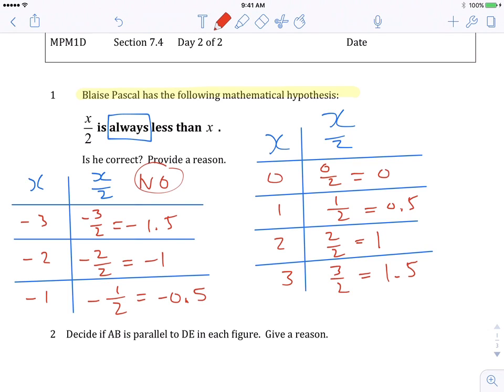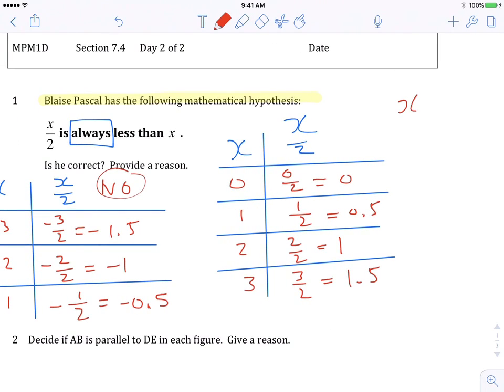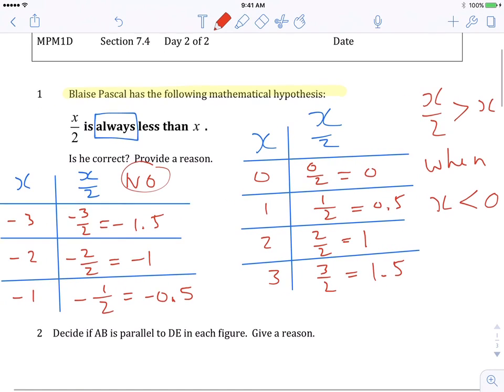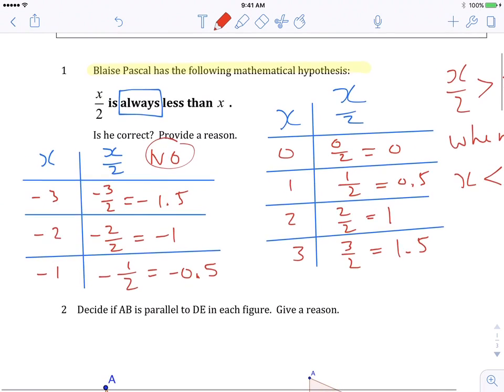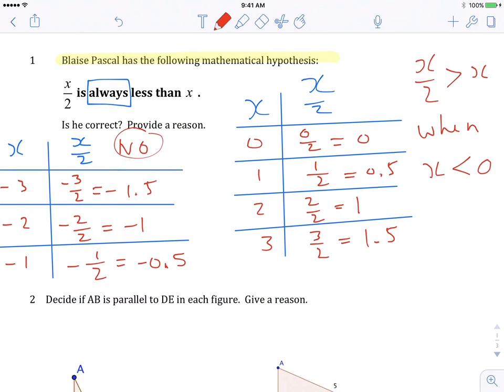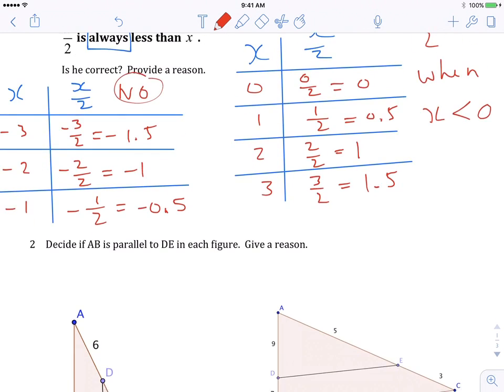The reason is, let's do this properly, x over 2 is greater than x when x is less than 0. And we've got our example right there. When x is less than 0, meaning when x is a negative number, then x over 2 is actually greater than x.